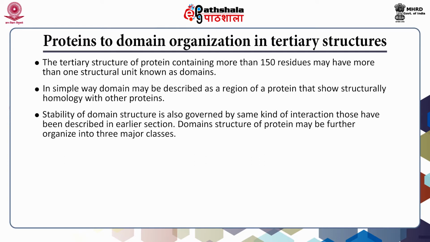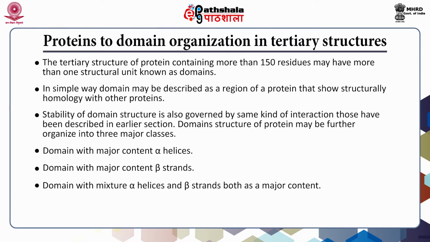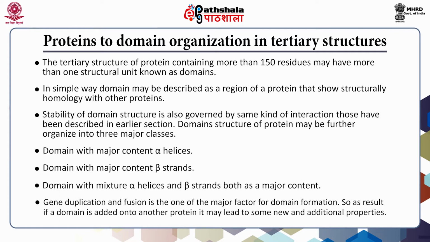All domain structures of proteins may be further organized into three major classes: domains with a major content of alpha helices, domains with a major content of beta strands, and domains with a mixture of alpha helices and beta strands as a major content. Gene duplication and fusion is one of the major factors for domain formation. As a result, if a domain is added into another protein, it may lead to some new and additional properties.